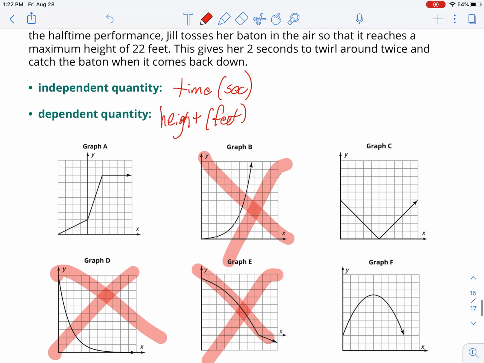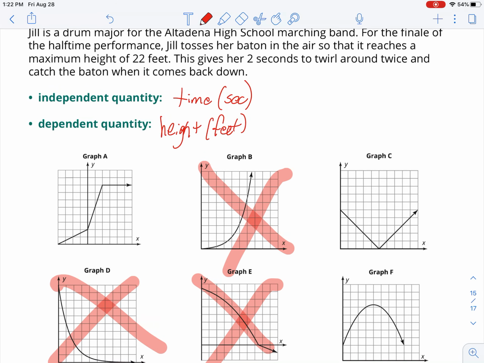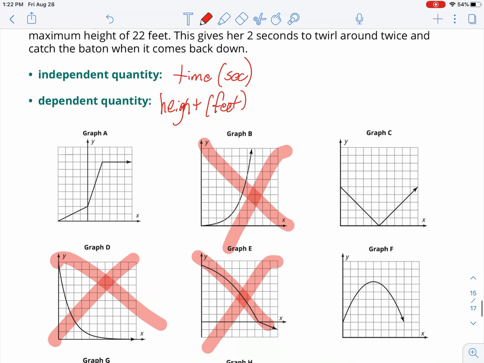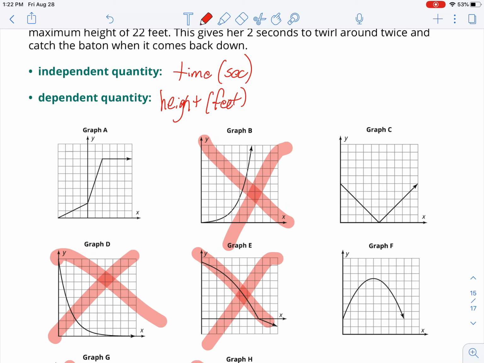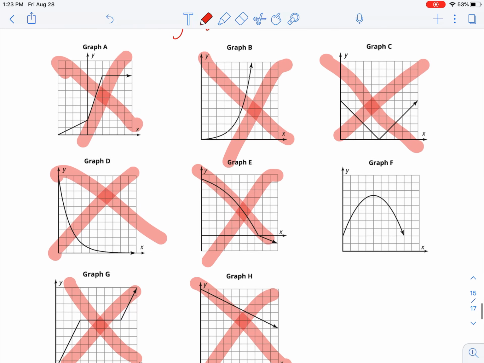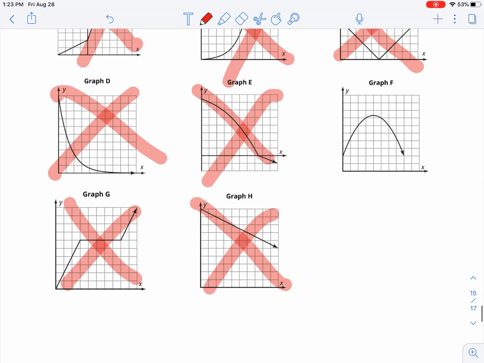Okay, so that's what remains now. Think about it. We've tossed the baton up into the air really high. So it starts off by going up high, and then it comes down. When I look at our three remaining possibilities, it can't be C because C goes down to start off with. But F and A, they go up, but the baton has to come down. So what that means is F is the graph we're going to use for this question.